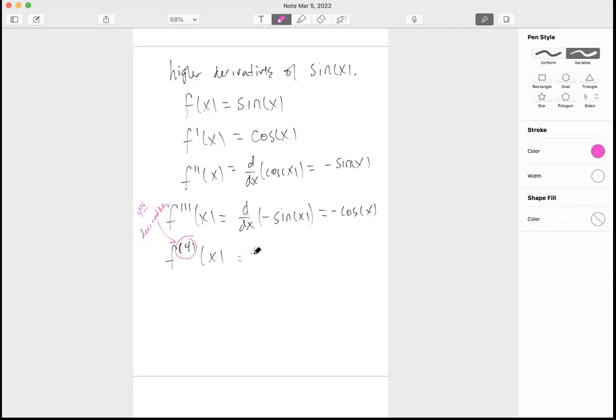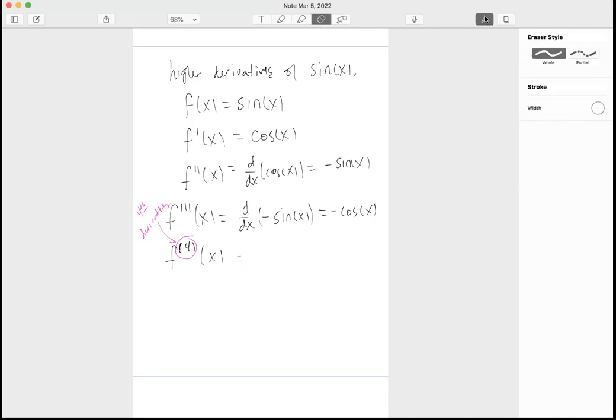But otherwise, here we just take the derivative. Derivative of negative cosine.